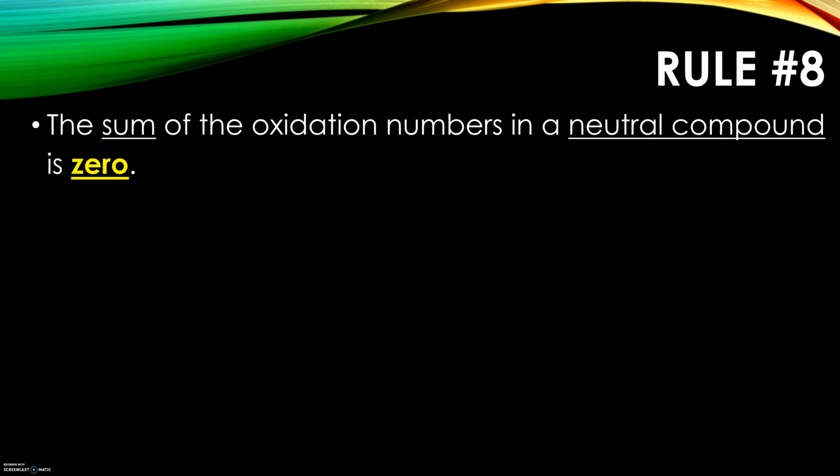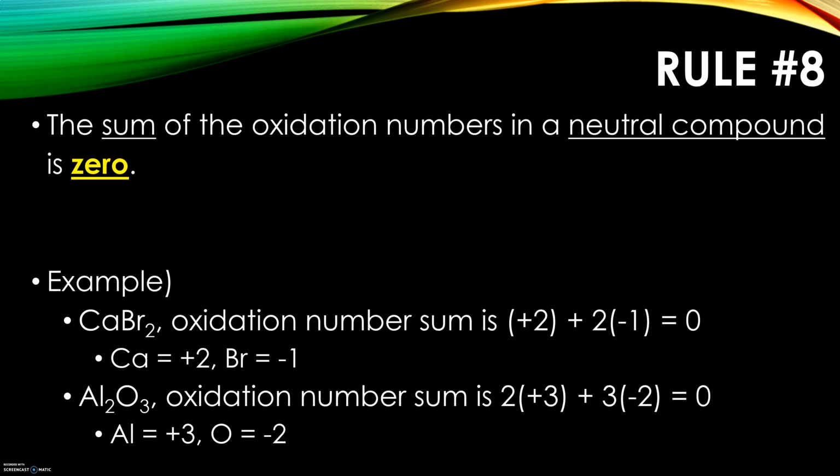Basically, Rule 8 combines all the rest of the rules and talks about the ultimate rule: if you don't have any number up top, so no superscripts, that means the total sum of whatever is involved has to add up to 0 because it's a neutral compound. So if you look over here, an example right here, if you look at CaBr2, notice there is no number. That means that the total sum must equal 0.